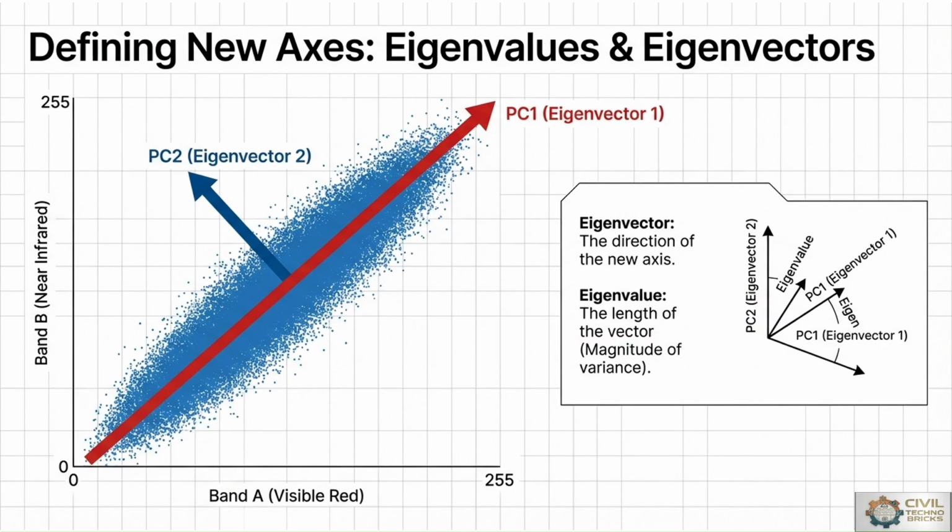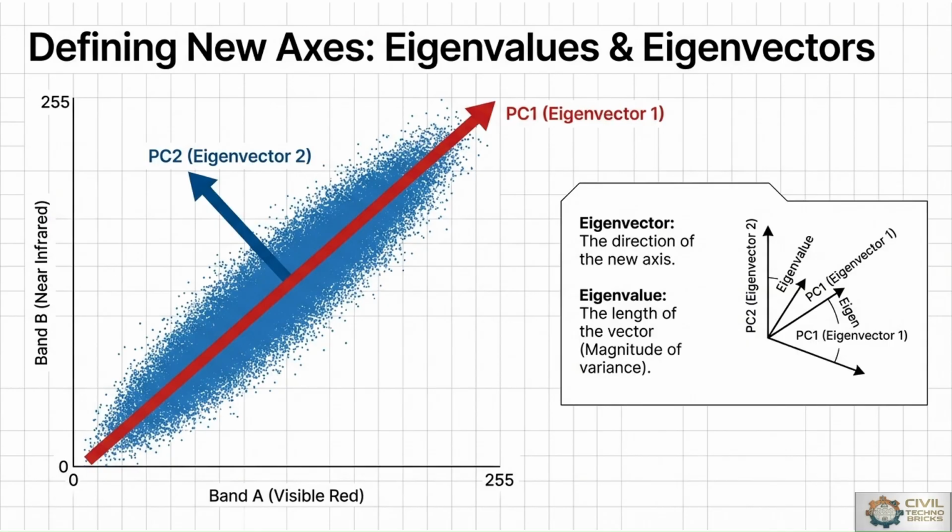Now, moving towards the principal component analysis point of view, we have some eigenvalues and eigenvectors with reference to the graphical representation of band A and band B. Band A is visible red and band B is near infrared. So with reference to the comparison between them on the basis of eigenvectors and eigenvalues, eigenvectors define the direction of new principal component axes and eigenvalues indicate the amount of variance or information contained in each component.